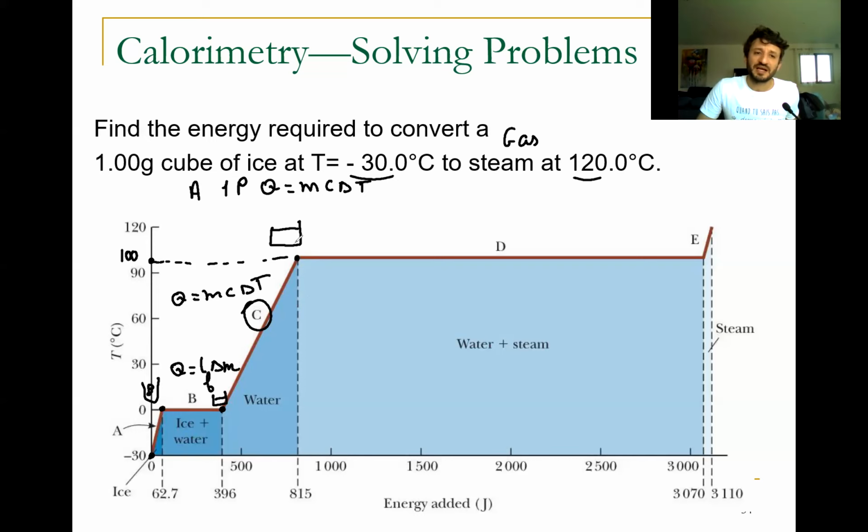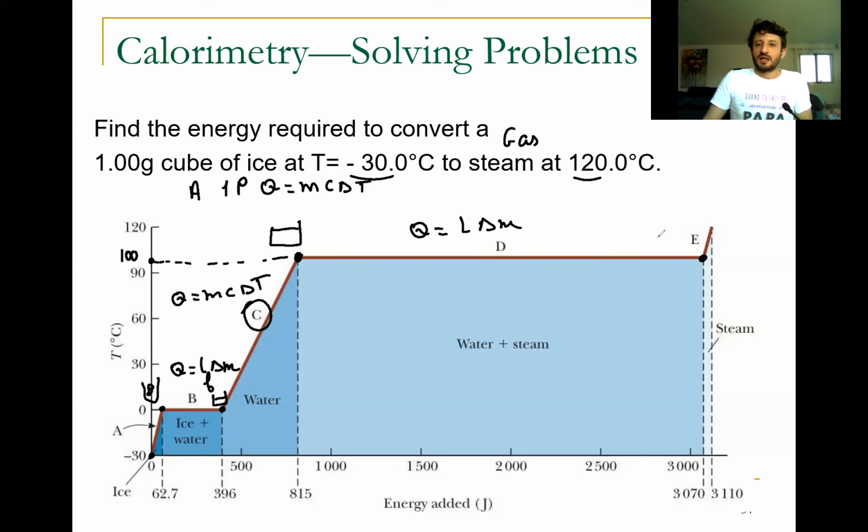Now we have the liquid at 100. To convert the liquid from 100 to steam at 100, between this point and this point, T is constant because we have a change of phase, and we have to use the equation Q equals L delta M because we have two phases. We have the phase liquid to phase gas, steam.